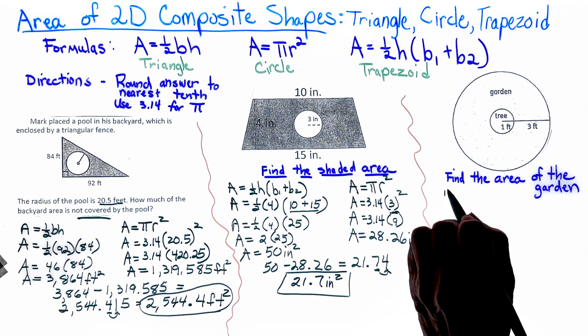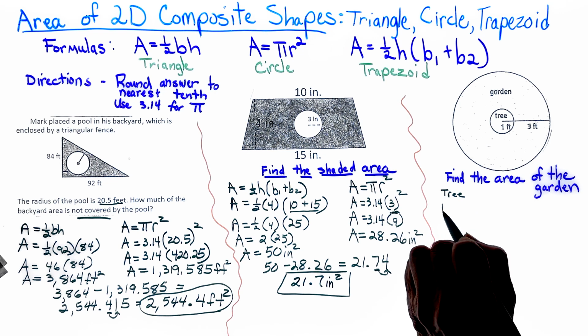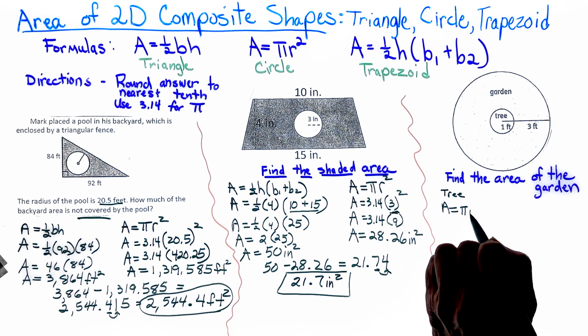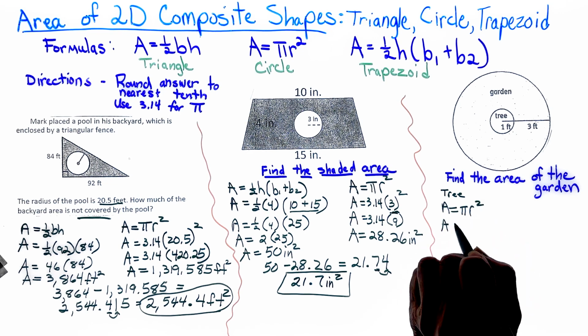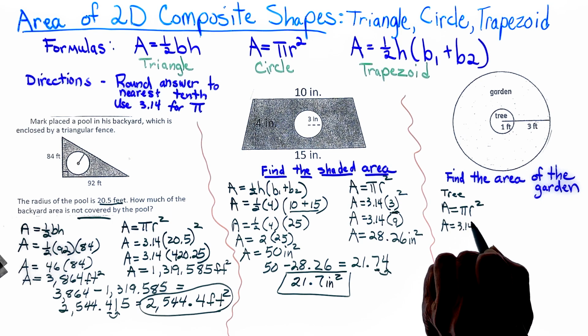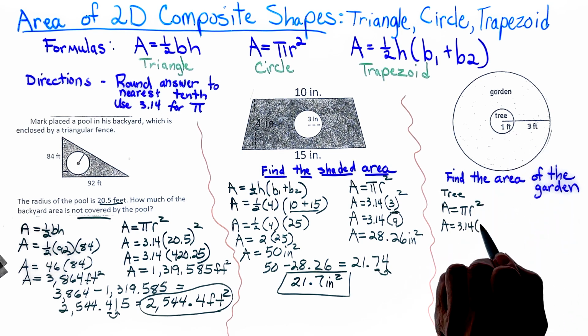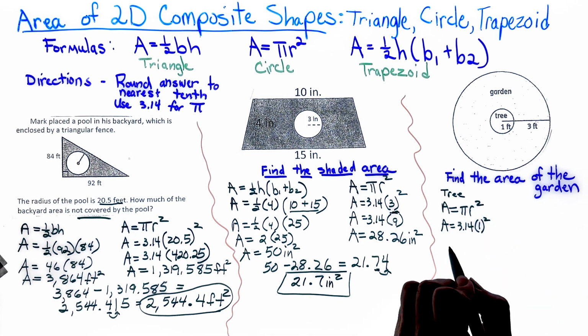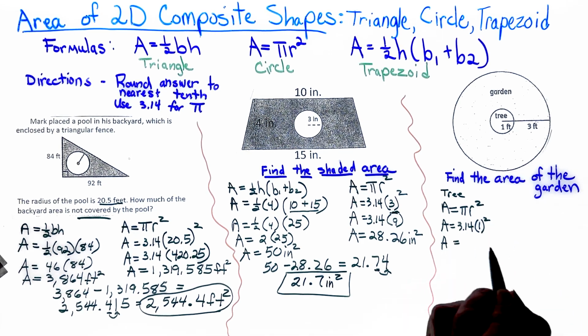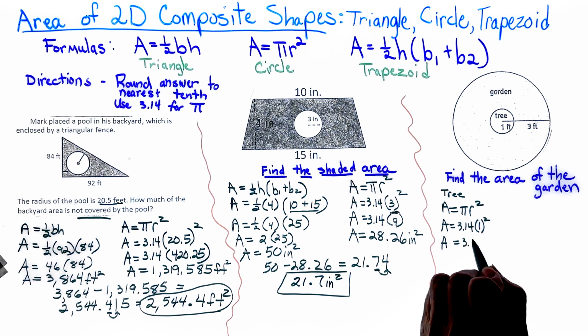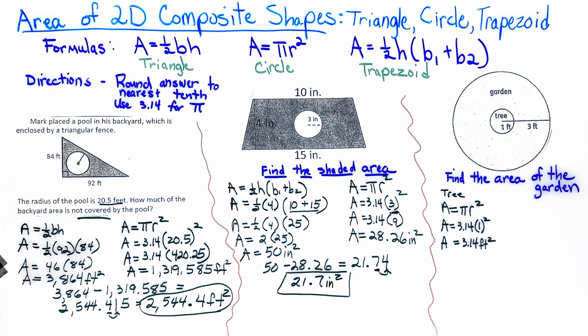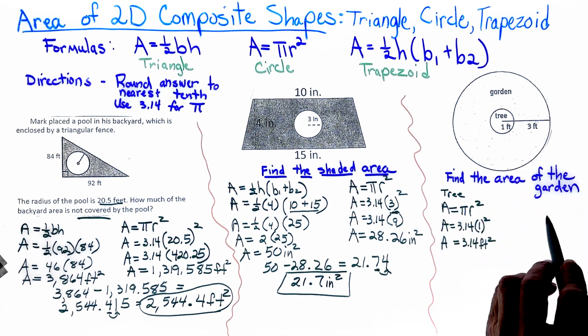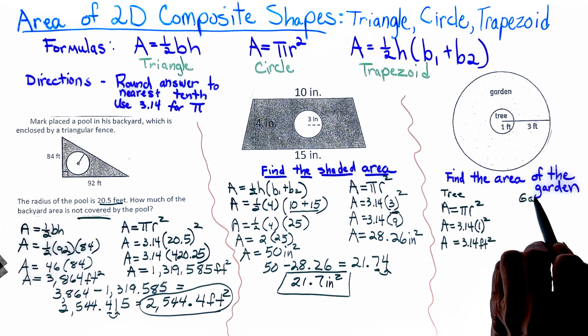So I'm going to find my tree. Area is equal to pi r squared. This is an easy one. Area is equal to 3.14. The radius of the tree was a 1, and that's squared. Well, 1 times 1 is 1. So the area of the tree is 3.14 feet squared.